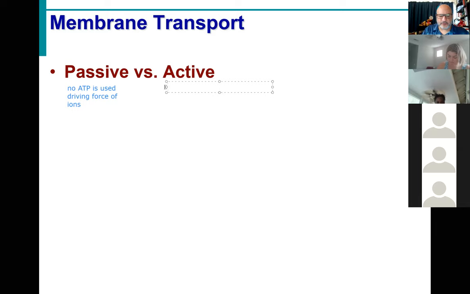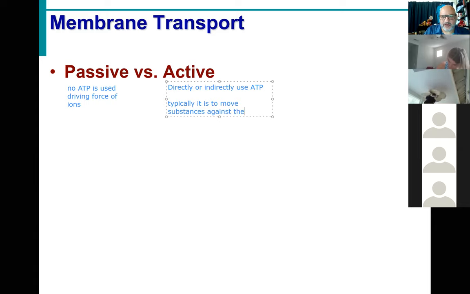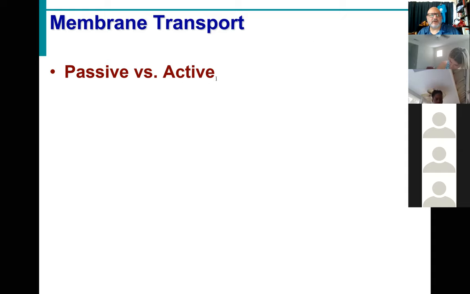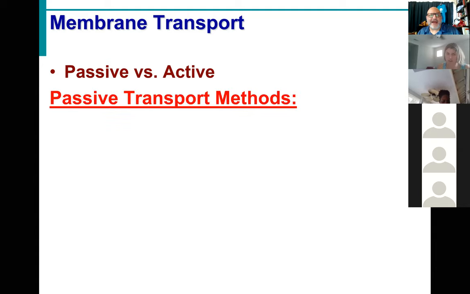Where in active transport, we are either going to directly or indirectly use ATP. And if we're using that energy, then typically it is to move ions or substances, let's say substances, against their concentration gradients. All right, we're comfortable with those definitions. So again, we have our active and passive transport.